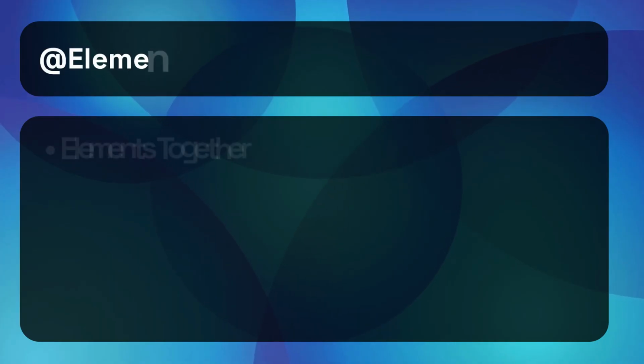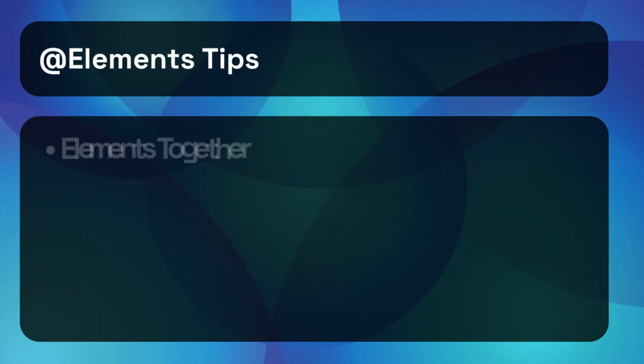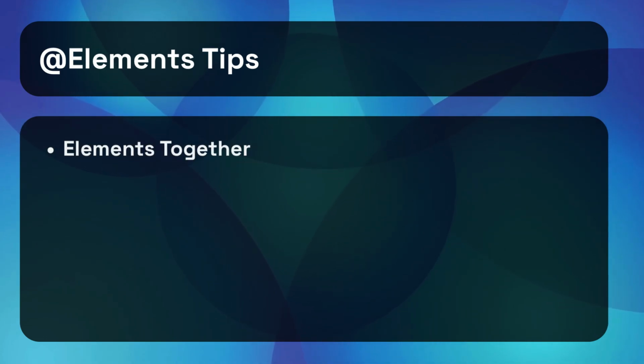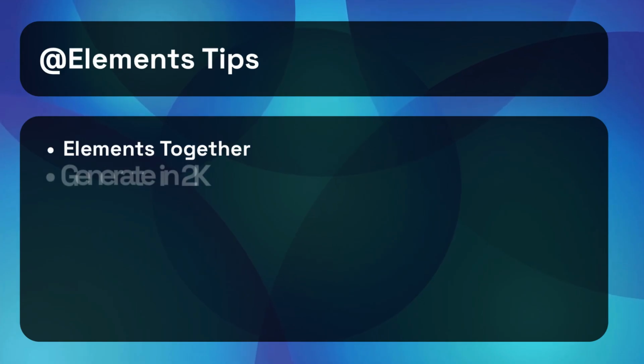And here are all the tips in one place. Find a combination of location, character, and object that you like. Having that base image is key to making elements that fit together. Generate in 2K if you can. It will give you more edit generations without degrading your image.